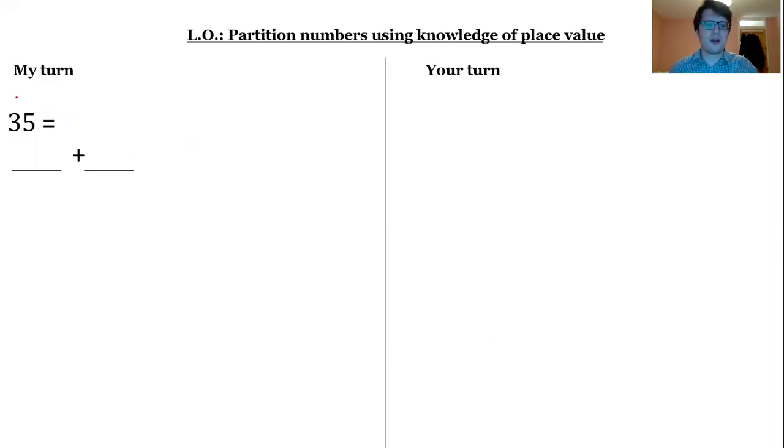What about this one? Slightly different example. Well, again, here I've just got my tens and my ones. So this is 30 and 5. 30 add 5 is 35. You're going to have a go at this one. Think very carefully about what's going on here. So pause the video, off you go.